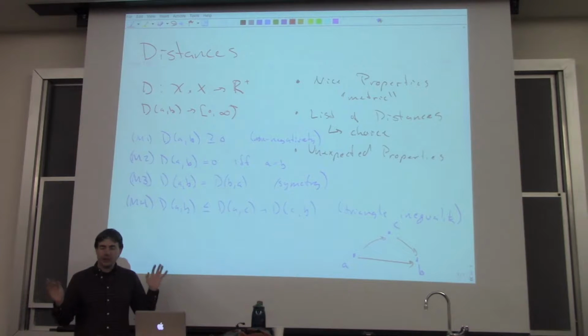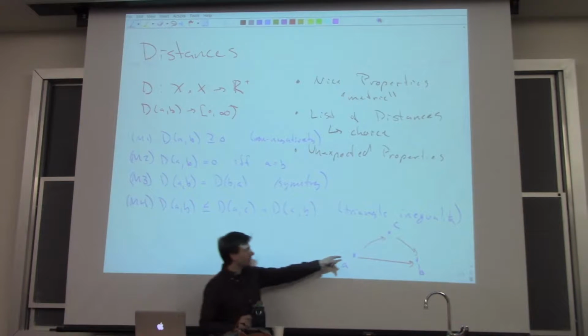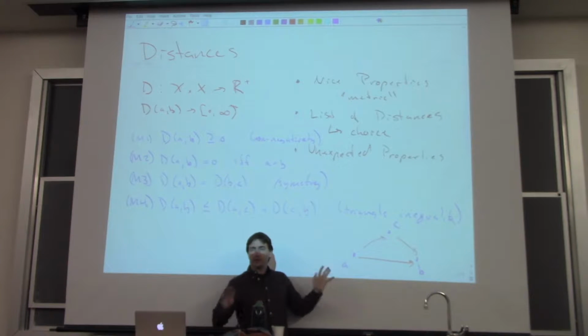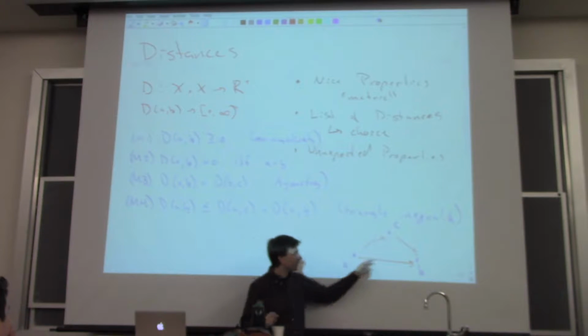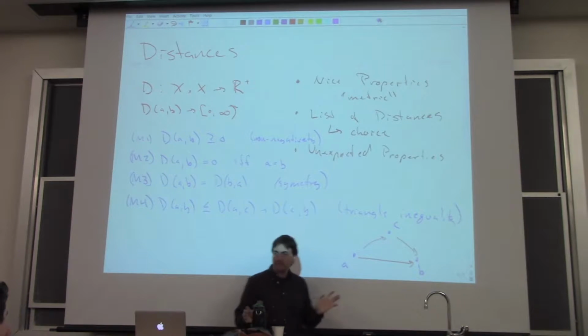Okay, so usually when we think about distances, we're thinking about the Euclidean distance. I drew these points on the plane, so they essentially have x and y coordinates. And then we think of distance as this straight line distance.